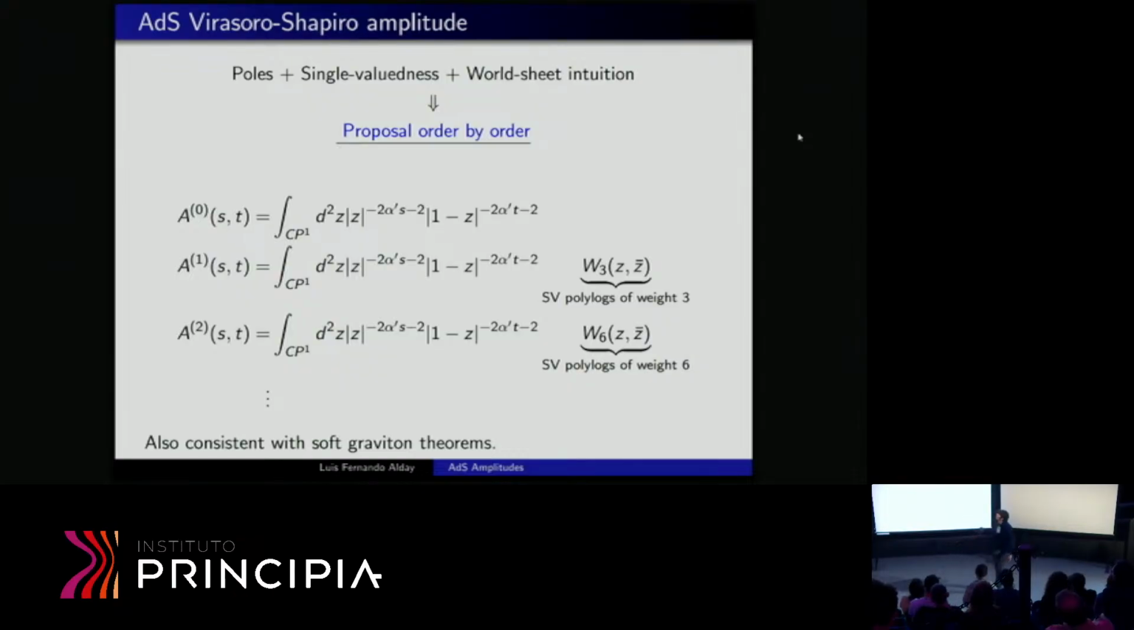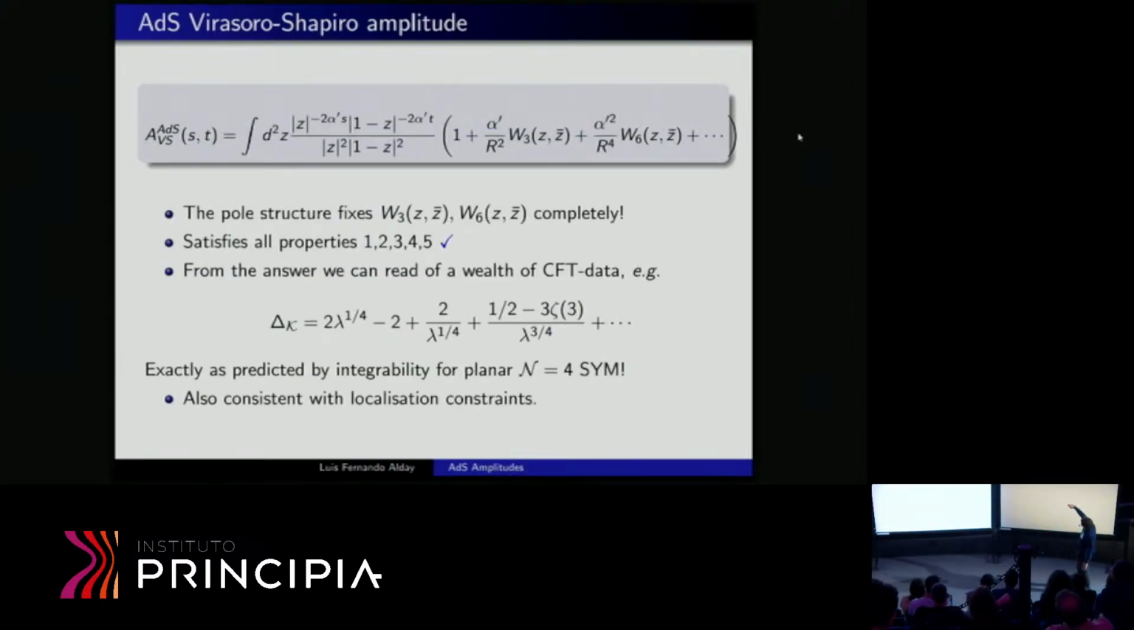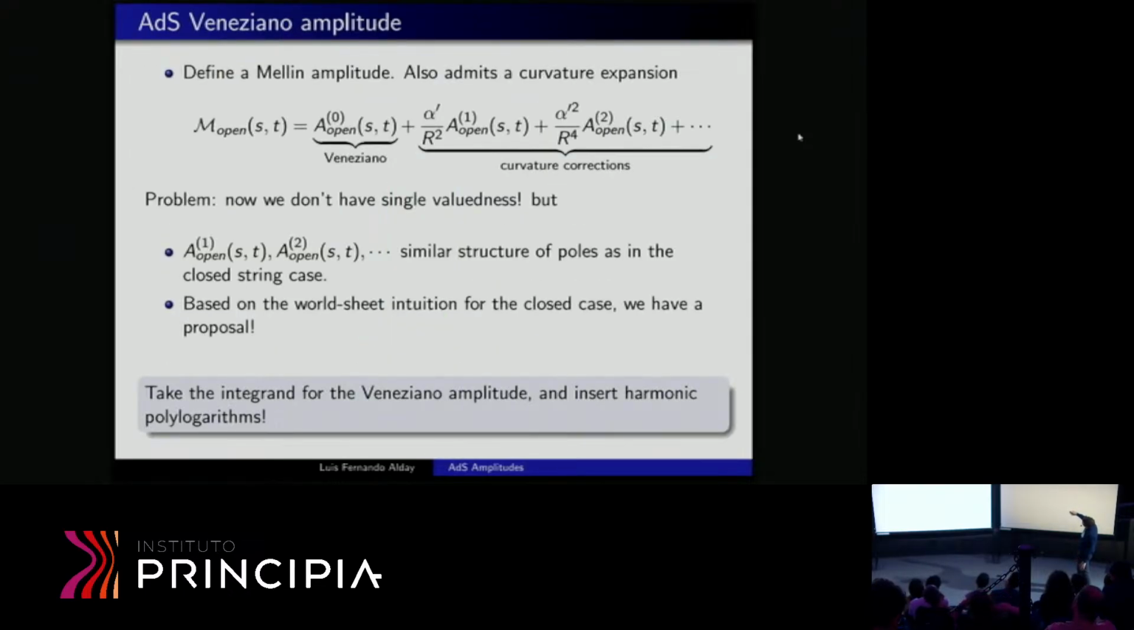However, for closed string amplitudes, we have this form, right? We have the same Virasoro-Shapiro amplitude times some insertion of single-valued polylogs, so that actually, for open strings, we have also a very clear proposal, okay? And the proposal, what we are going to do, is that we take the integrand for the Veneziano amplitude, and instead of single-valued polylogs, we will insert harmonic polylogarithms, okay?